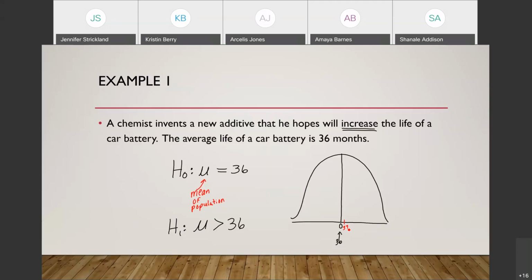What if he claims it lasts 38 months? I'm still not buying, right? Not at $75, not for 2 months. But let's say that he claims it makes my battery last 75 months. Then would you go buy it? Yeah. So remember, you're trying to shade the part of the curve where there is a significant difference. At 37 and 38, we don't really care. But if you go up to 75, we're saying, yeah, that's probably a big enough lifespan increase for me to go buy.